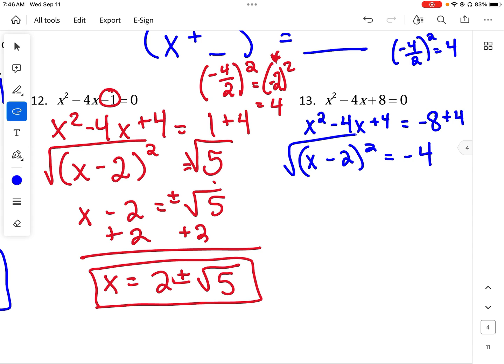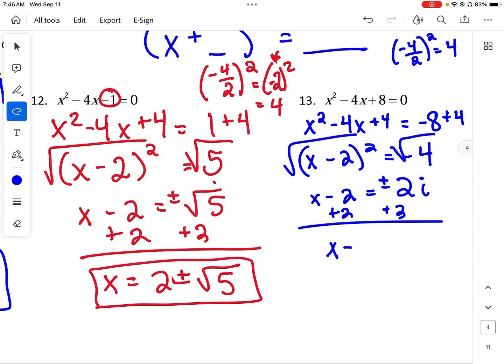Then we take the square root on both sides. We get x minus 2 equals, well, square root of negative 4 is going to be plus or minus 2i. Then we want to add 2 to both sides. So x equals 2 plus or minus 2i.